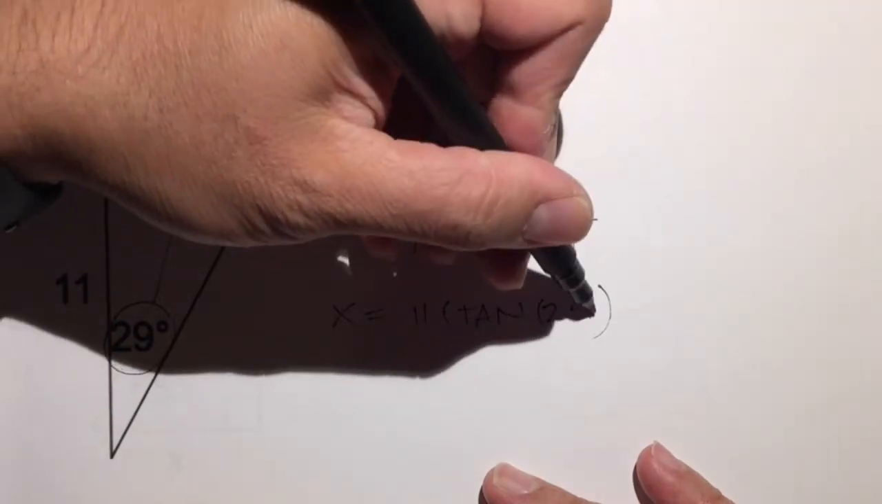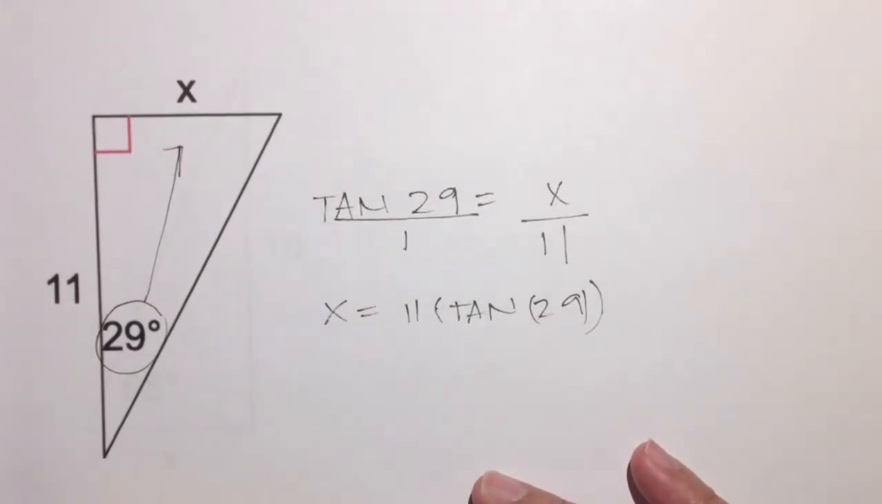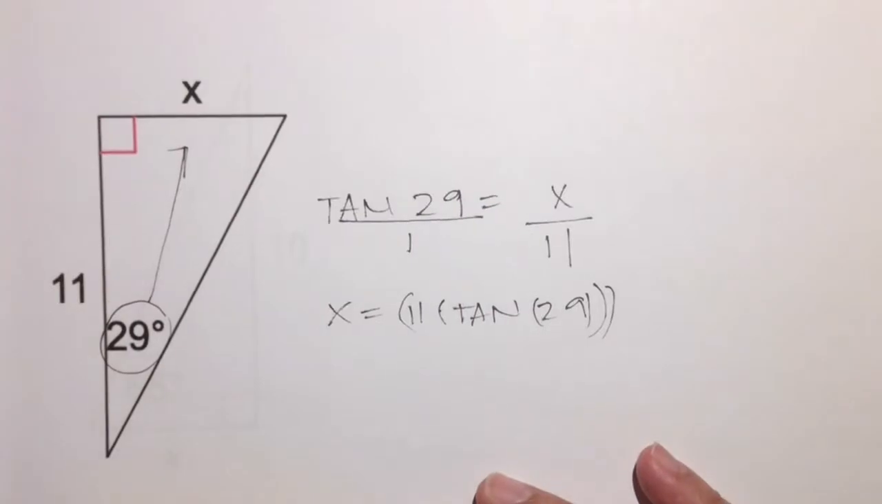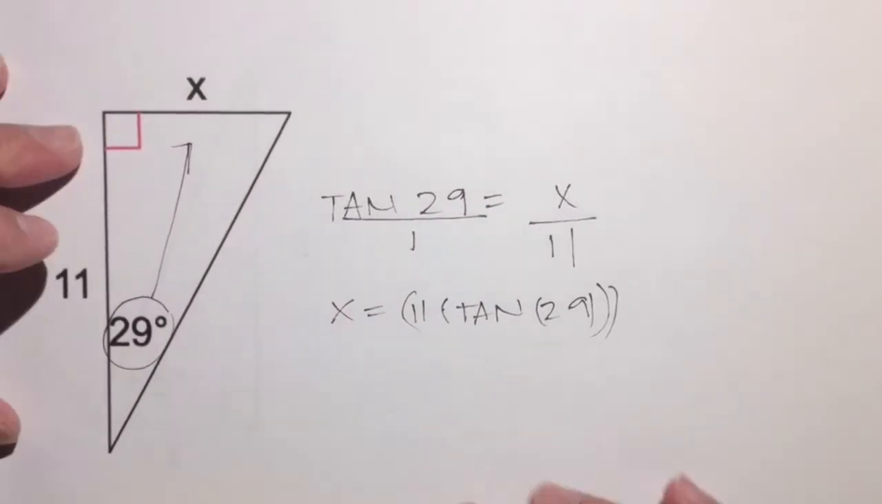If you love parentheses, you could even put more parentheses like that. You could go parentheses crazy. But it's still the same thing. It's still 11 times tangent of 29.